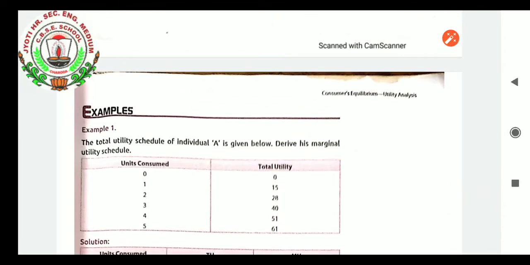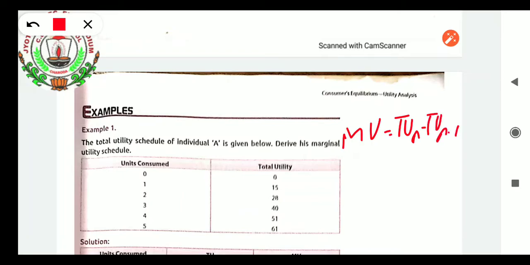MU formula, first of all I want to write on the side. MU equals TUn minus TUn-1. For example, MU for one unit we have to calculate. According to the formula, TU1 minus TU0. So 15 minus 0, how much will come? 15 will come at 1 unit. Okay. For the second unit, what will be coming there?